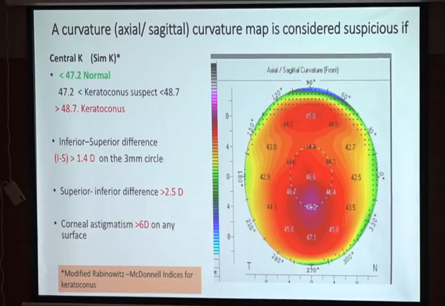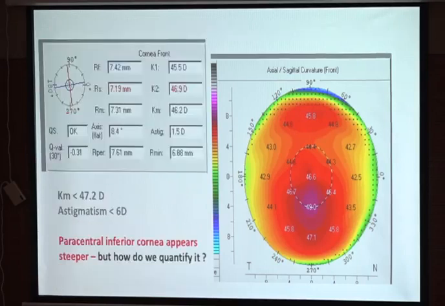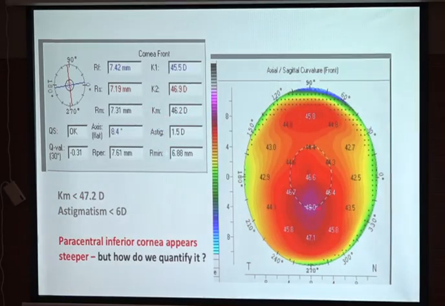So this example, the image that is being shown here, this was a patient who had actually come for refractive surgery with a high myopia. So we see that the K1, K2, Km is less than 47.2, it's 46.2, right? So this falls in the normal criteria. Astigmatism is less than 6 diopters, but the inferior cornea appears steeper.